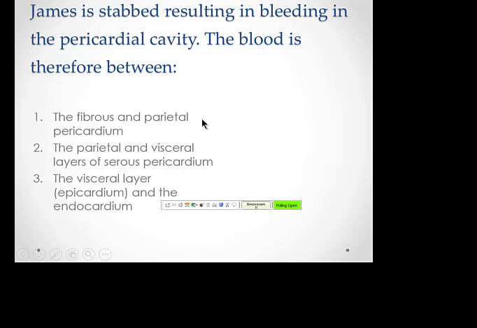So let's say you got a question like this. Where do you think the blood is going to be? James is stabbed. This actually was a question which was in your notes also. So, you know, sometimes I don't repeat them. So please do make sure that you look at these questions.